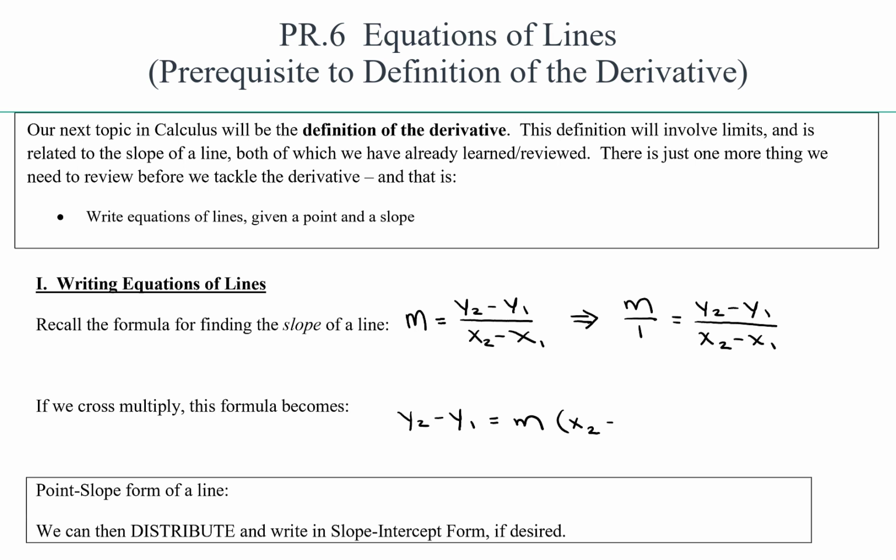Now, if I were to just take off the subscripts of those sub 2's, this is what I would end up with. Point slope form of a line. y minus y sub 1 equals m times the quantity x minus x sub 1. We can distribute and write in slope-intercept form if desired. And slope-intercept form, if you recall, is y equals mx plus b.